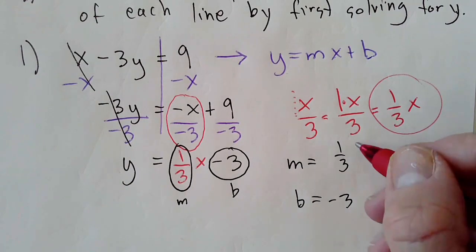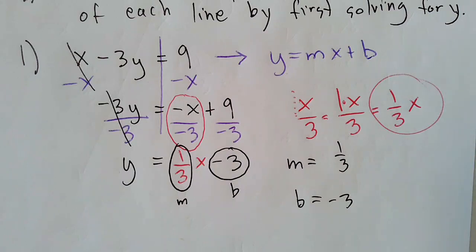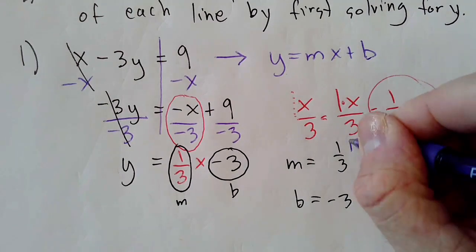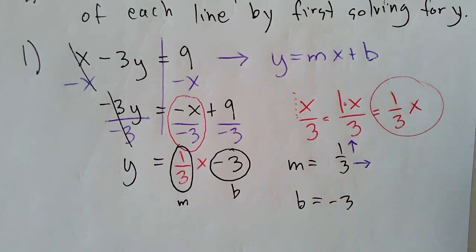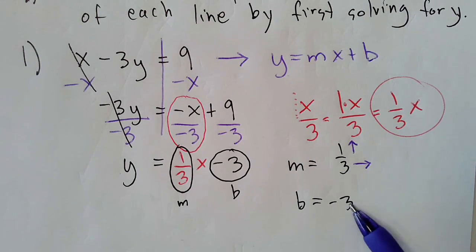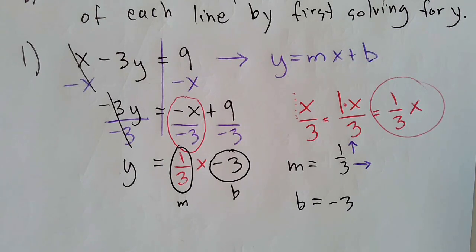And I'm going to write arrows next to my rise and run so that I know what direction to go and how far to go from my plotted b when I do that. In this problem, we're not going to graph it, but still, I'm going to draw arrows so I know this means I go up 1 and right 3 from the b to get my second point to graph my line.